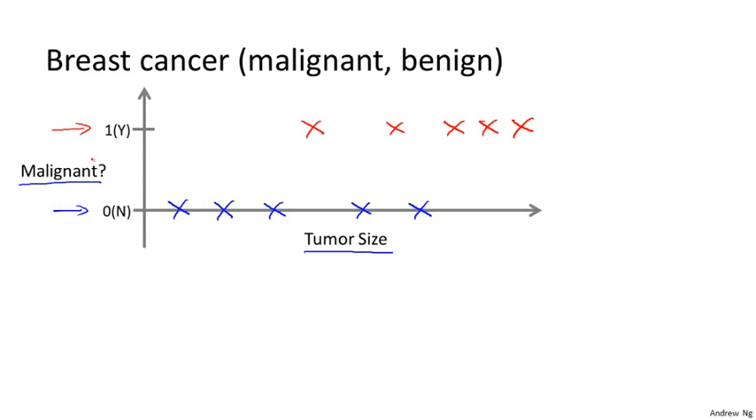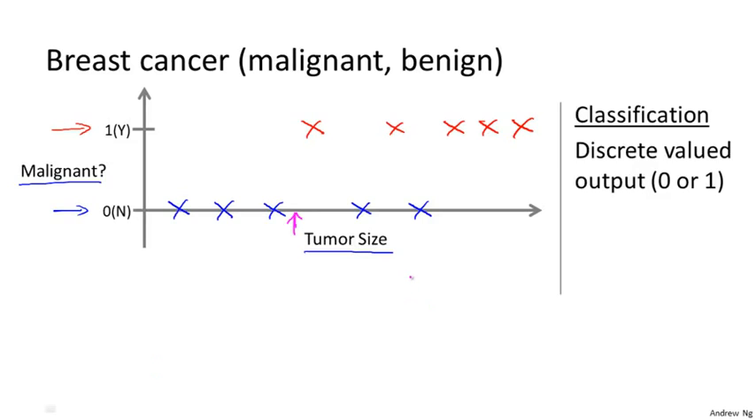And let's say you have a friend who tragically has a breast tumor, and let's say her breast tumor size is maybe somewhere around this value. The machine learning question is, can you estimate what is the probability, what is the chance that the tumor is malignant versus benign? To introduce a bit more terminology, this is an example of a classification problem.